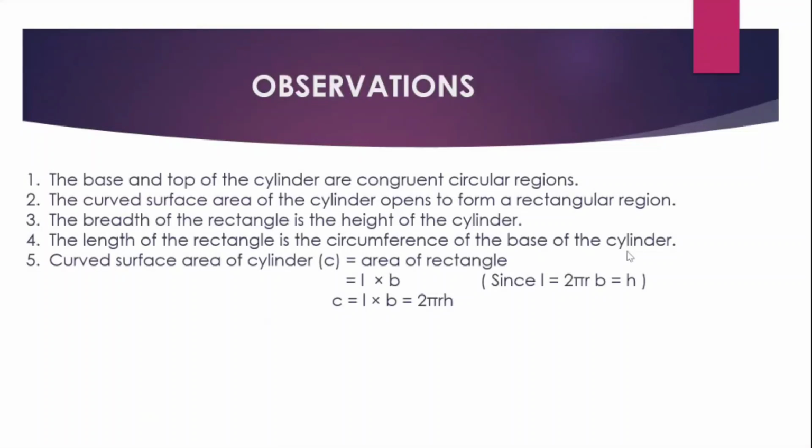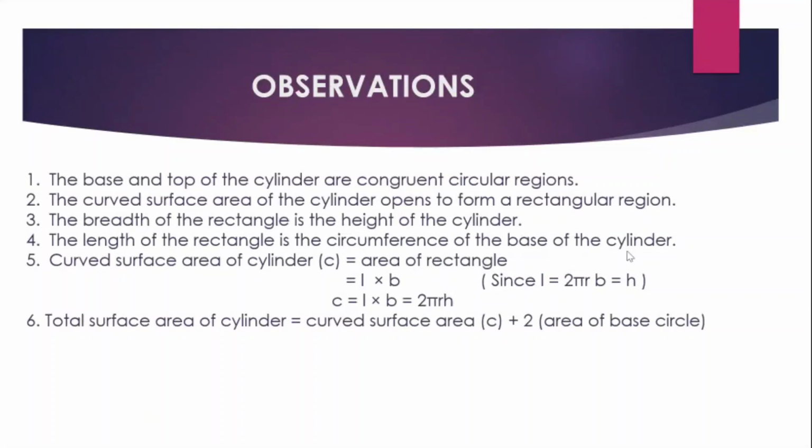Now this is the curved surface area. In case I want to find out the total surface area, I'll add the area of the base and the area of the top, which are the two circles. That means to 2 pi r h, I'll add pi r square and pi r square to give me 2 pi r h plus 2 pi r square. If I take 2 pi r common, I get 2 pi r (h plus r), and that is the total surface area of the cylinder.